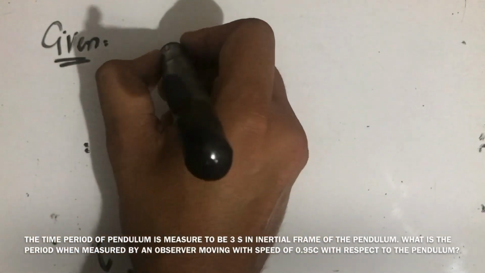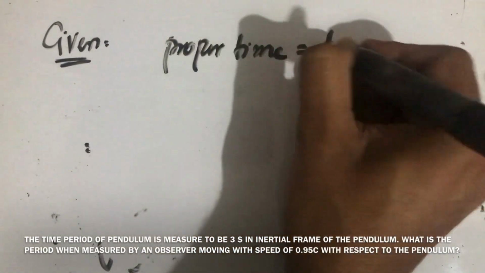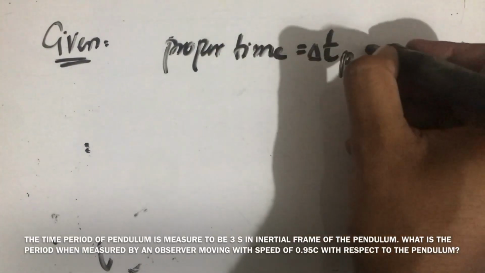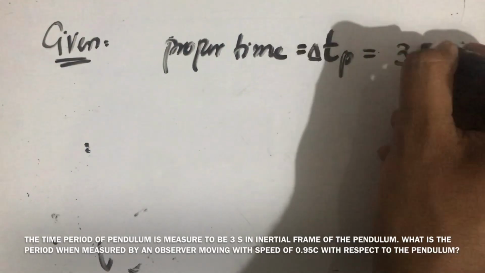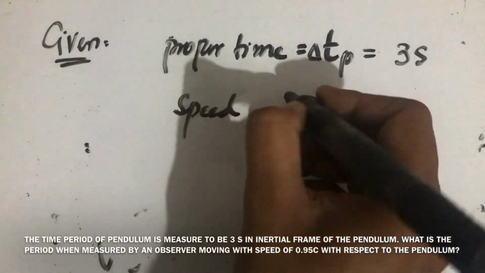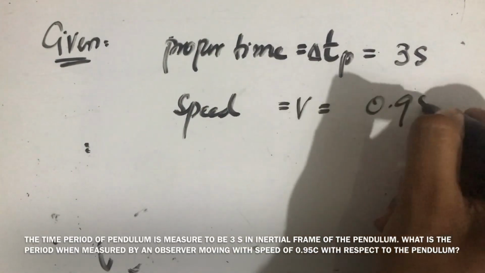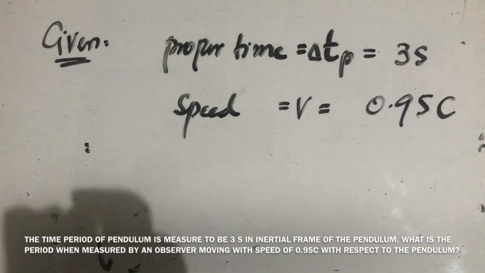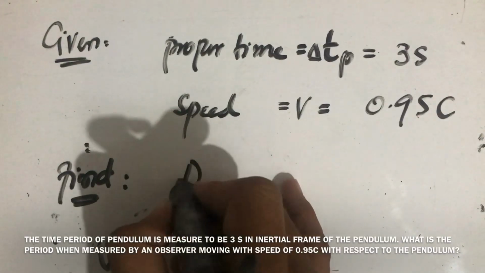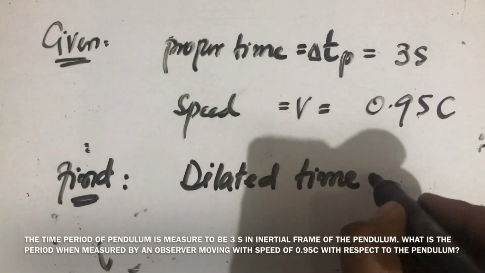The proper time, which is equal to T naught or T P. T P is the proper time, which is equal to 3 seconds. And the speed is given as V, and V equal to 0.95 c. So we have to find the dilated time, which is equal to T.